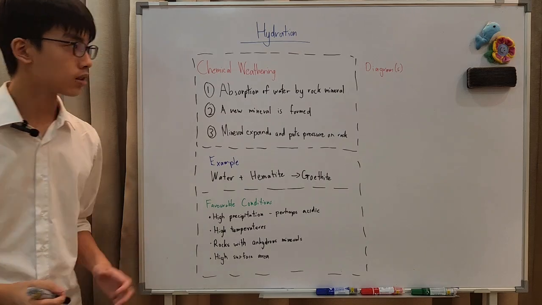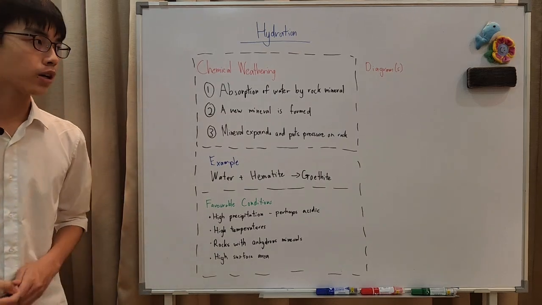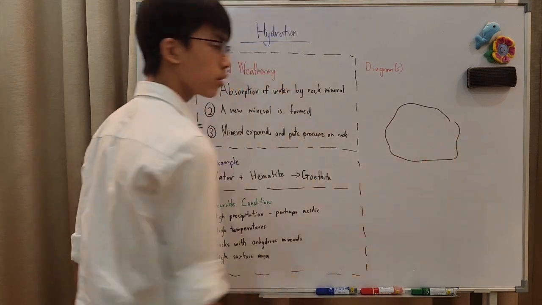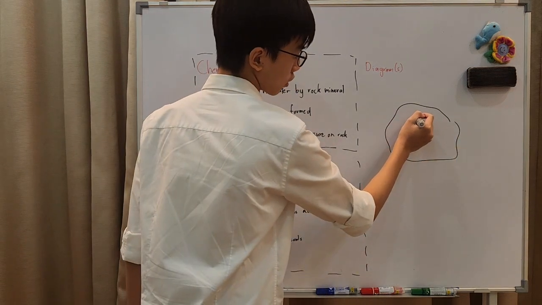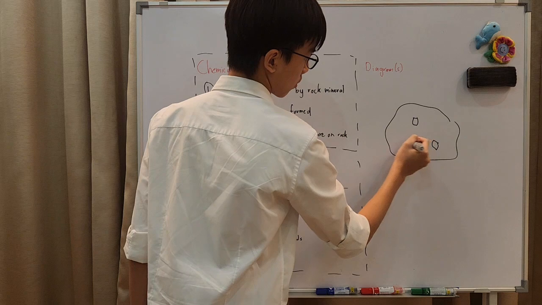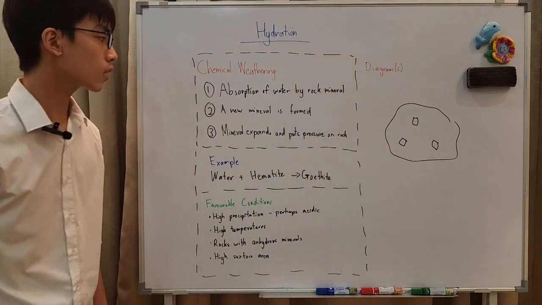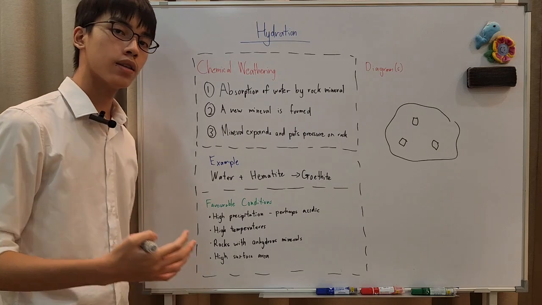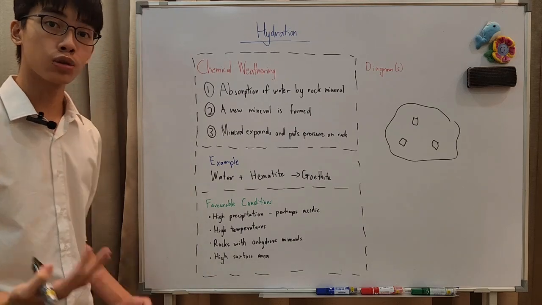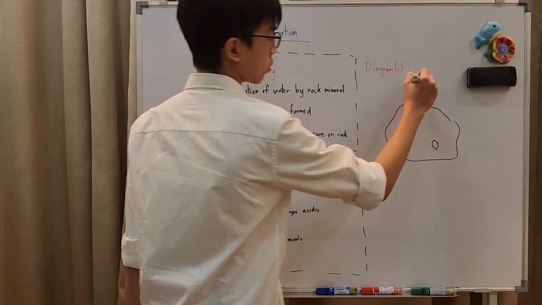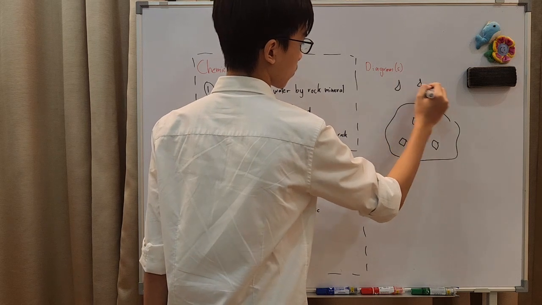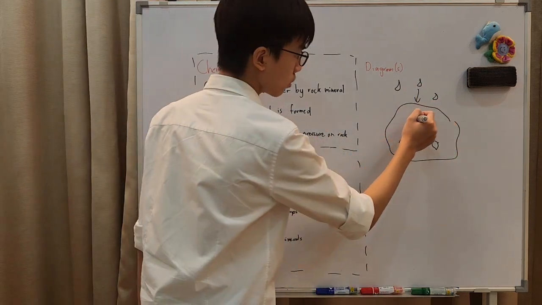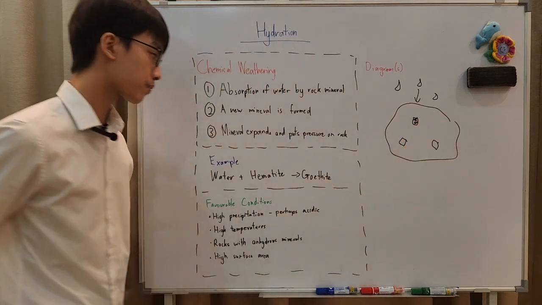The first step, the rock minerals absorb water. So you can draw a rock, a big rock, and you can draw minerals inside, such as a square or something. So when you have absorption of water, you need a water source, and the main source of water is usually rainfall, precipitation. So you can draw rain up there, going downwards, and then it absorbs the water, so you can color it in maybe.